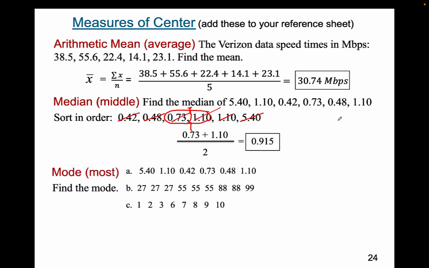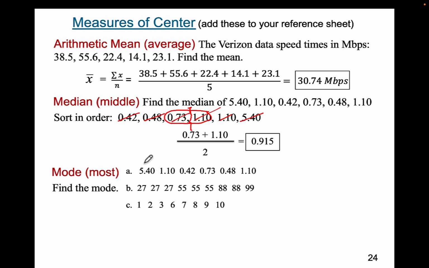Okay, the most, called the mode, that is another measure of center. So it's our third one. We've got mean, median, and mode. I like to think of them as average, middle, and most. They're all ways to measure the center. All right, so for the mode, it's the most frequently represented data value.